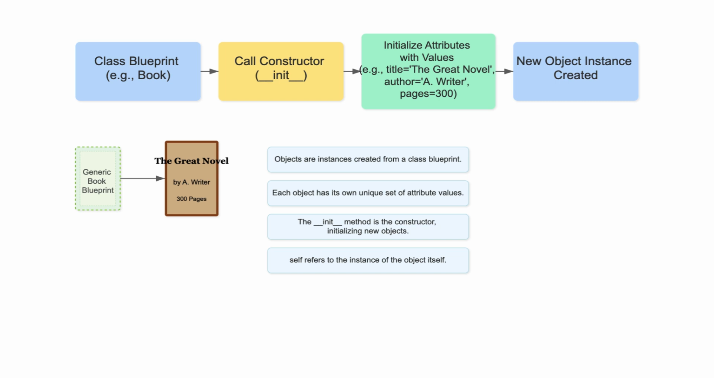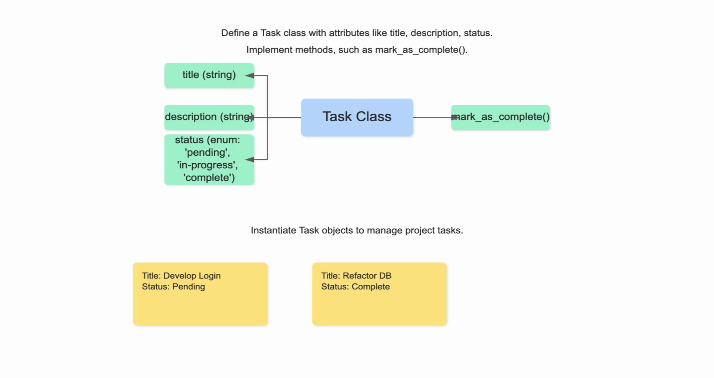Let's put this into a practical context. Imagine building a project management system. We'd likely need to represent individual tasks. This is where a task class comes in handy. You would define this task class with specific attributes that describe a task, such as its title, a more detailed description, and its current status, perhaps pending, in progress, or complete.